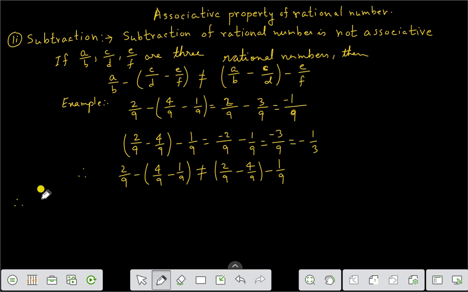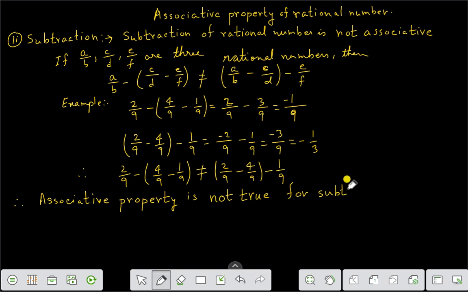Therefore we can say that associative property is not true for subtraction of rational numbers.